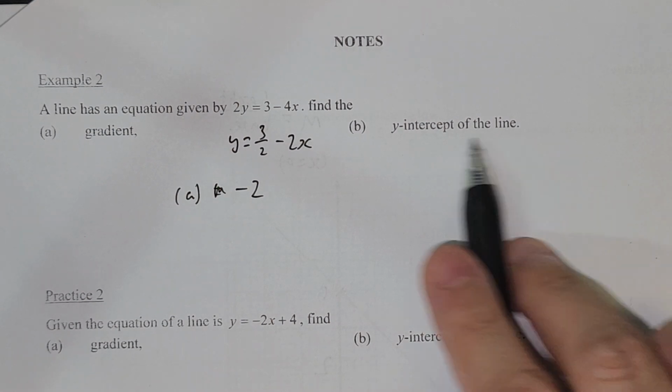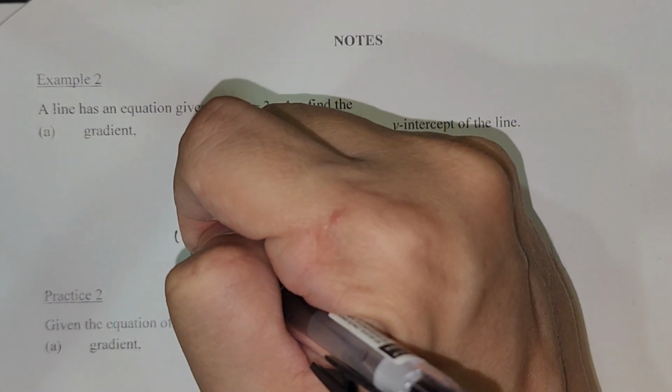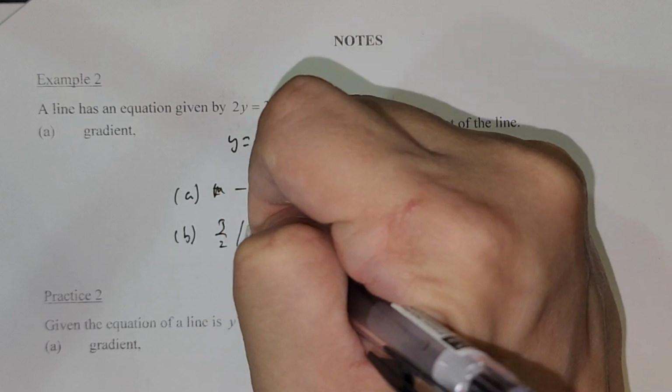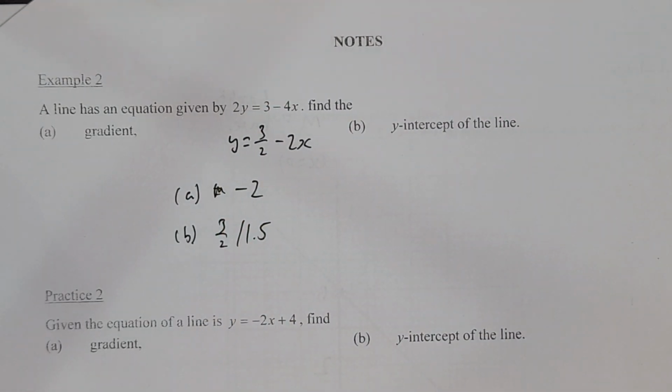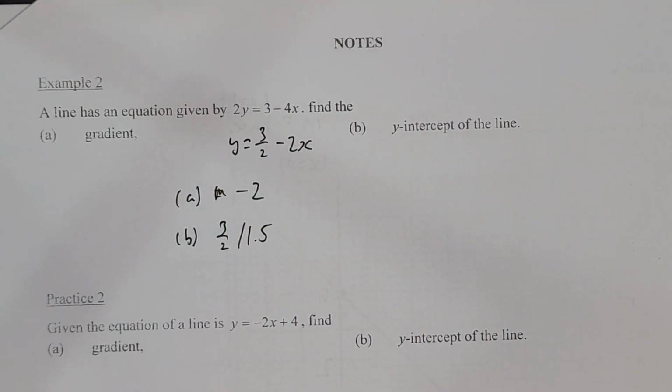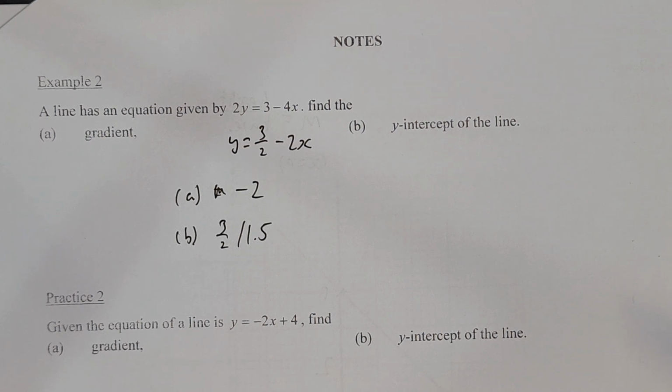My y-intercept is the constant, so my b is 3 over 2 or 1.5. With this you can go and try practice 2. Okay, you can try the practice 2 question.